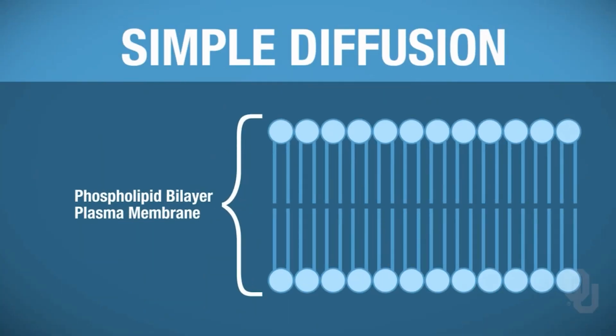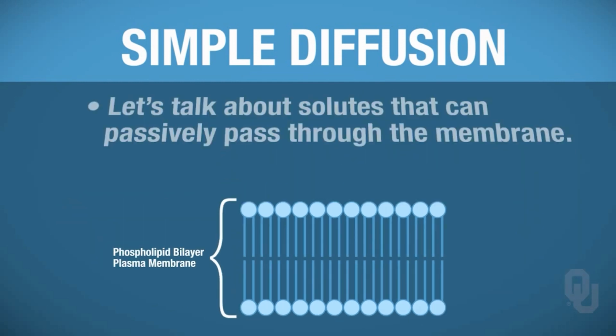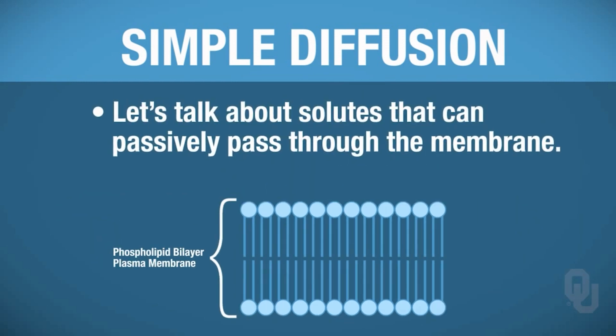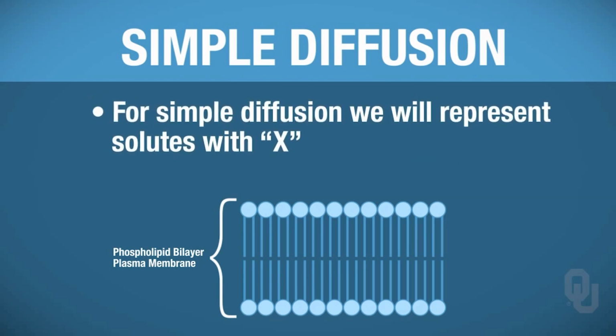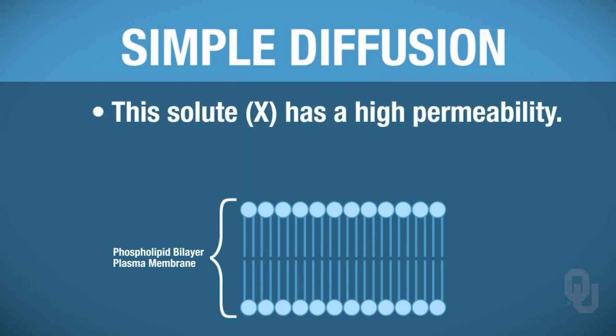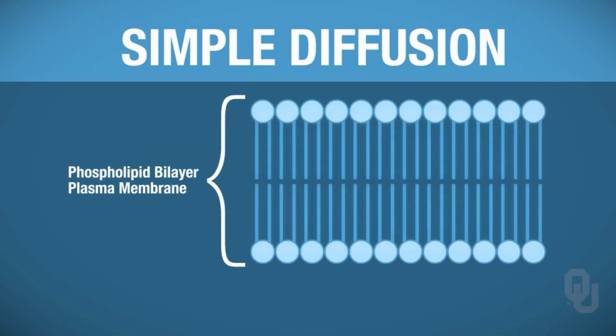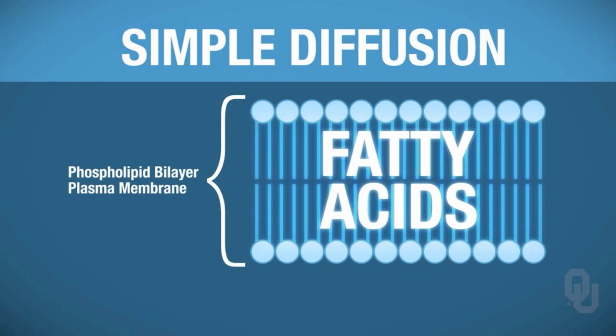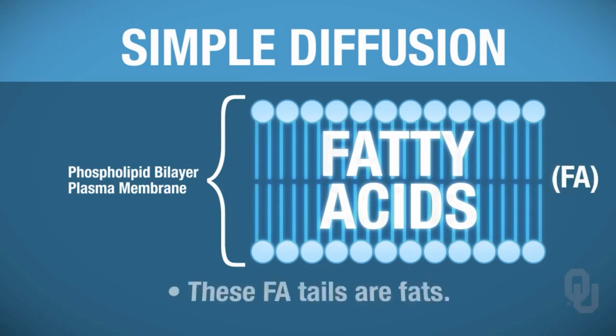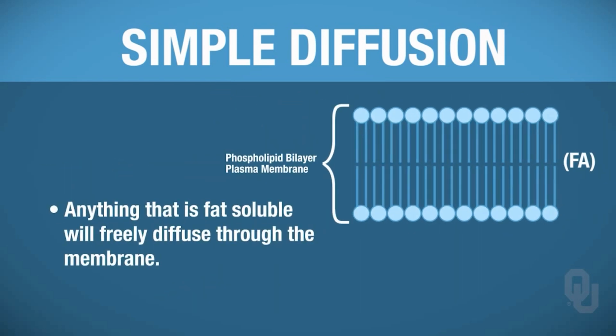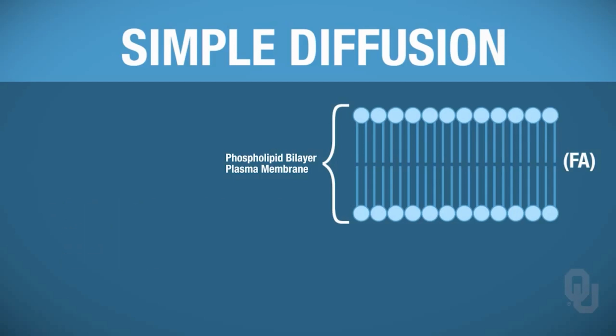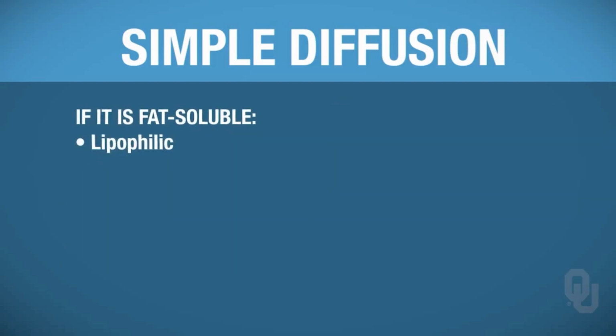So you have your phospholipid bilayer, the plasma membrane. We have a solute that can possibly pass through the membrane, and we label this as X. And this solute, or your X here, can freely pass through the membrane. It means it has high permeability. So the core, or the tails, contains fatty acids. So these fatty acid tails are fats. Anything that is fat soluble will freely diffuse through the membrane. If it is fat soluble, they are lipophilic.